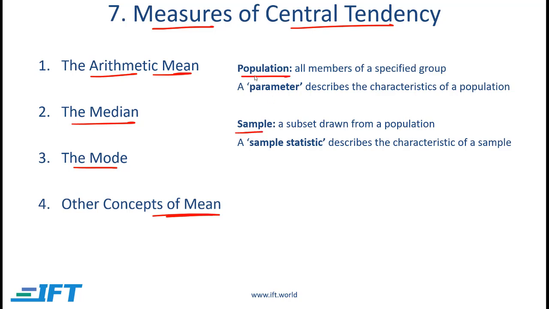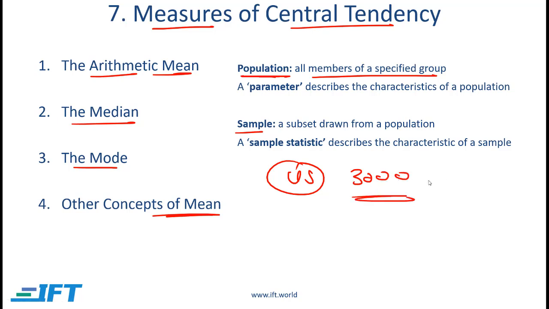a sample. A population refers to all members of a specific group. So for example, if a group is all the publicly traded stocks in the US, and let's say that there are 3,000 such publicly traded stocks, then this would be a population. A sample is a subset that is drawn from a population. So we might not want to study all 3,000 stocks. What we might want to do is take out a sample of 30. So this would be a sample.